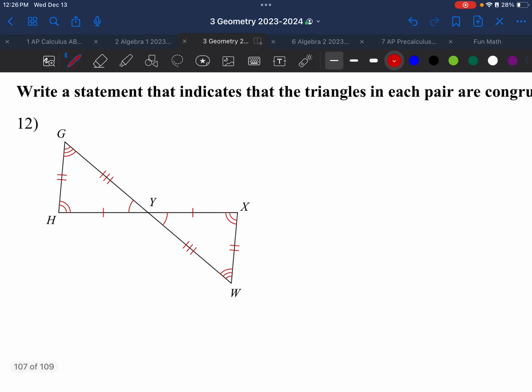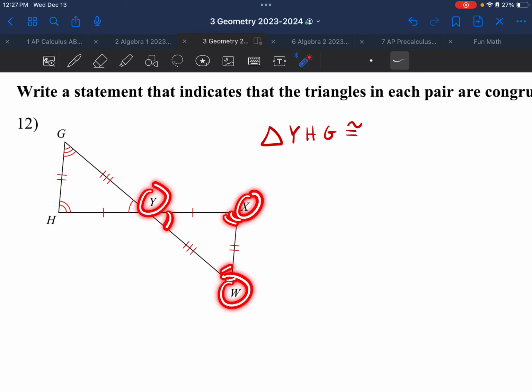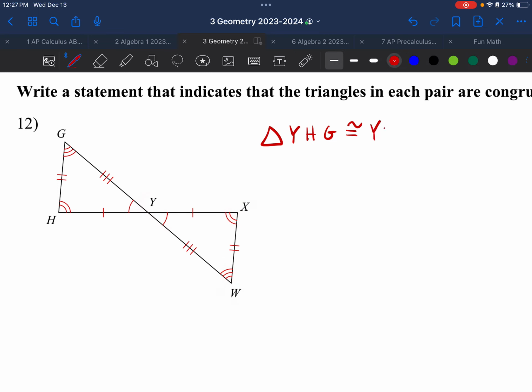So to talk about triangles, we have this symbol for triangle. It's the delta symbol, I suppose. All right. I'm going to do 1, then 2, then 3 to make it as easy as possible. This angle is Y. So it's going to be triangle Y, then H, then G. And that's going to be congruent to, notice I went from 1 to 2 to 3. So over here I'm going to go 1 to 2 to 3 as well. So it's going to go Y, then X, then W.